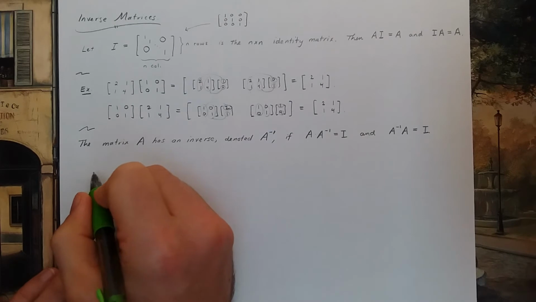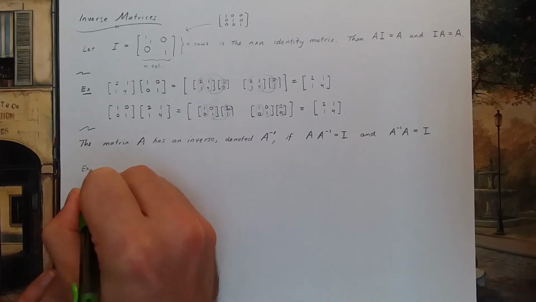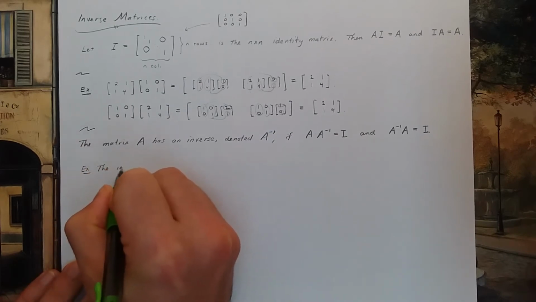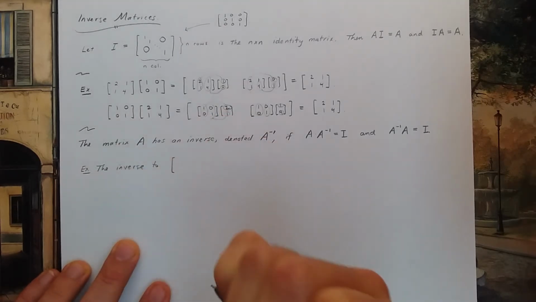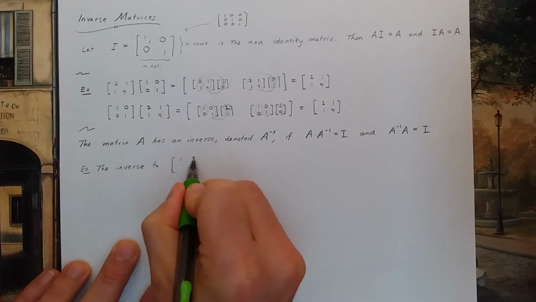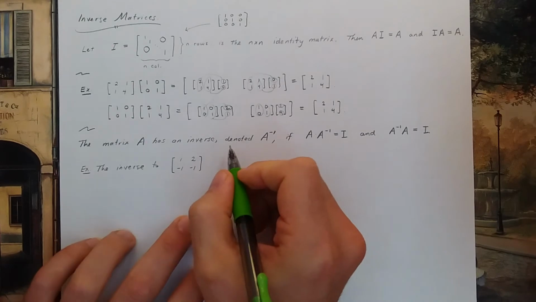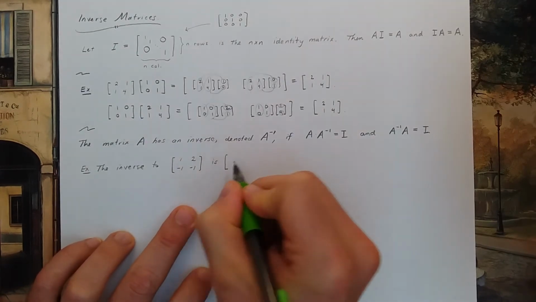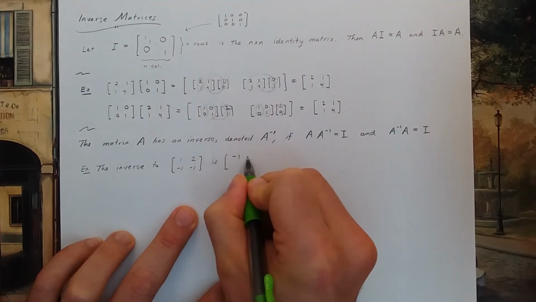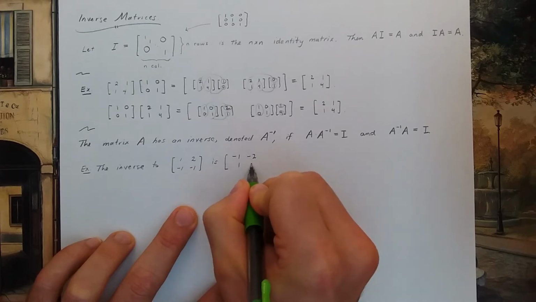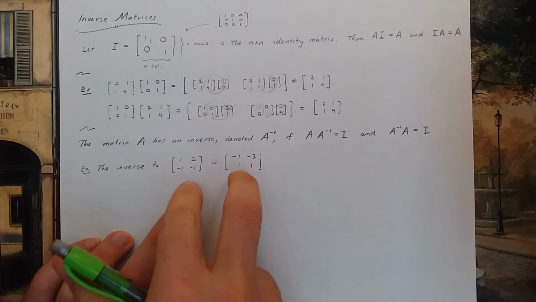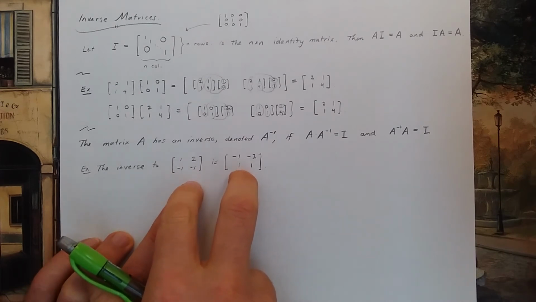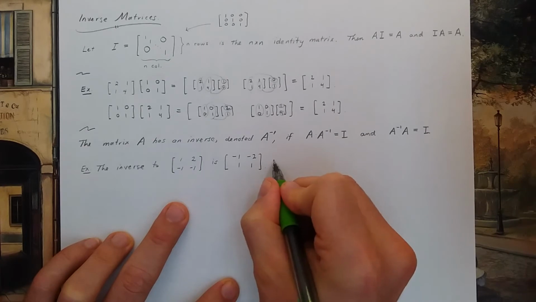Let's see an example. So the inverse to the matrix, how about we do 1, 2, -1, -1, is the matrix -1, -2, 1, 1. I claim that these two matrices are inverses. Why? Well, we'll just check.